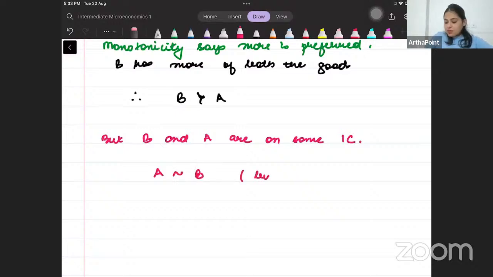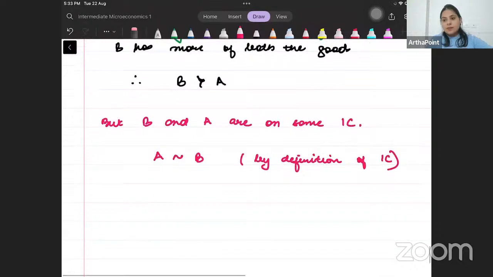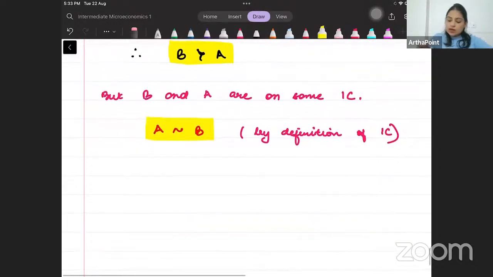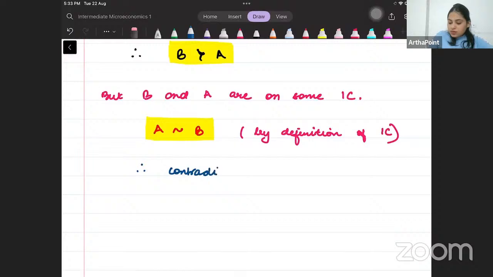This is coming by definition of indifference curve. So this tells me that B should be preferred to A. But this tells me that A and B are indifferent to each other. So contradiction हो गई ना. So therefore contradiction. So therefore I cannot have thick ICs.